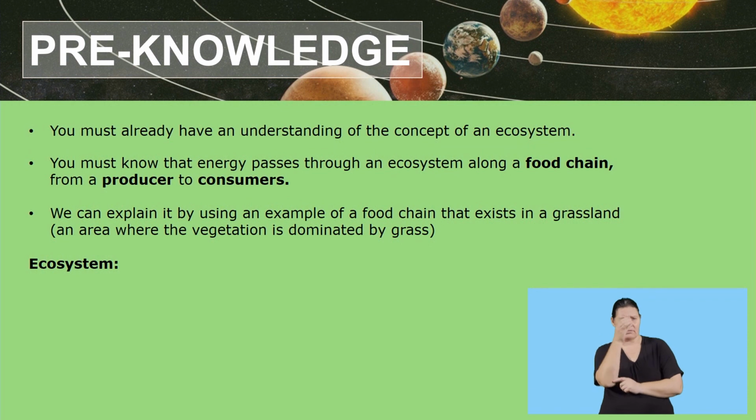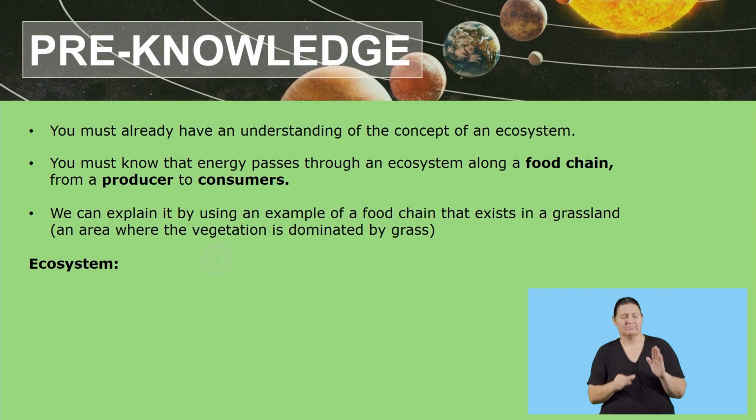For this lesson, you must already know or have an understanding of the concept of ecosystems. You must also know that energy passes through ecosystems along food chains, from a producer to consumers. We can explain this by using an example of a food chain that exists in a grassland. By grassland, we mean an area where vegetation is dominated by grass.